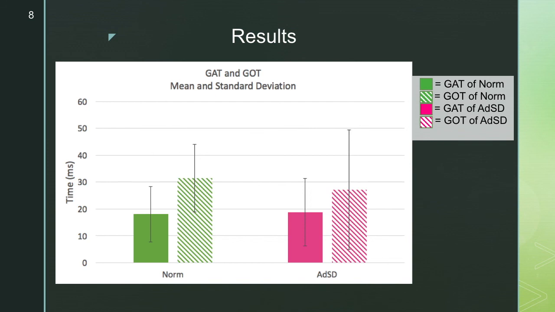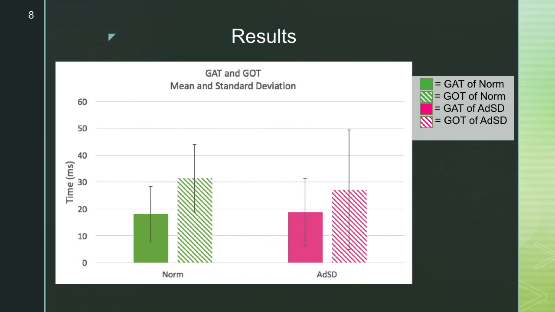This graph shows the mean and standard deviation of the combined participant data, grouped both by attack and offset time, as well as ADSD and norm. In green on the left, you will notice the norm data, and in pink on the right, data from participants with ADSD. Solid fill represents GAT, and stripes represent GOT.